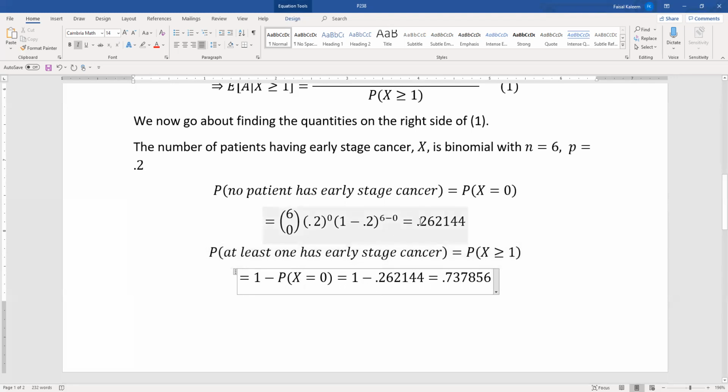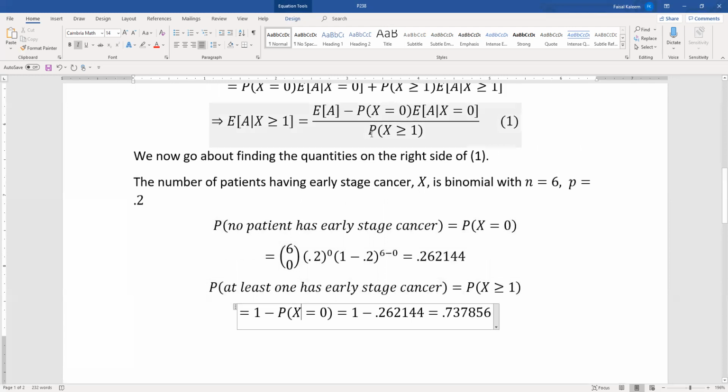So it's the complement of 0.262144, and that's 0.737856. So at this point, we have found this denominator to be 0.737856, and we have found this expression in the numerator. The P of X equal to 0 is this one. So now we are left with E of A and E of A given X equal to 0.